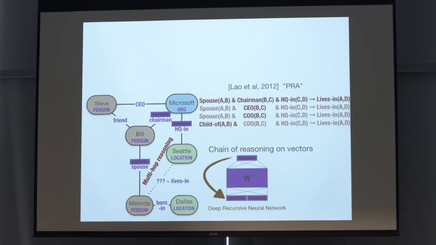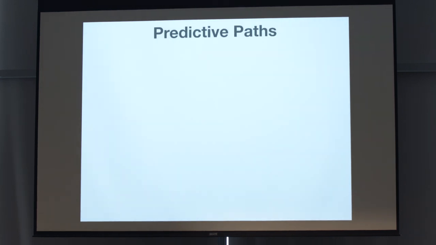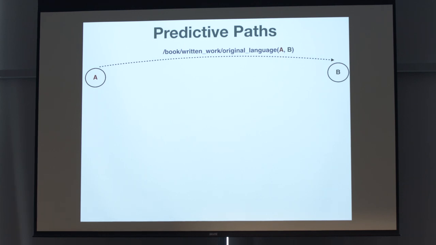So the parameters of this recurrent neural network have basically learned rules of logic about how to compose the semantics of these steps of this chain of inference. And we've been doing this work since 2015 with a number of improvements. When run on a moderate amount of data like this, here are some example predictive paths that pop out.